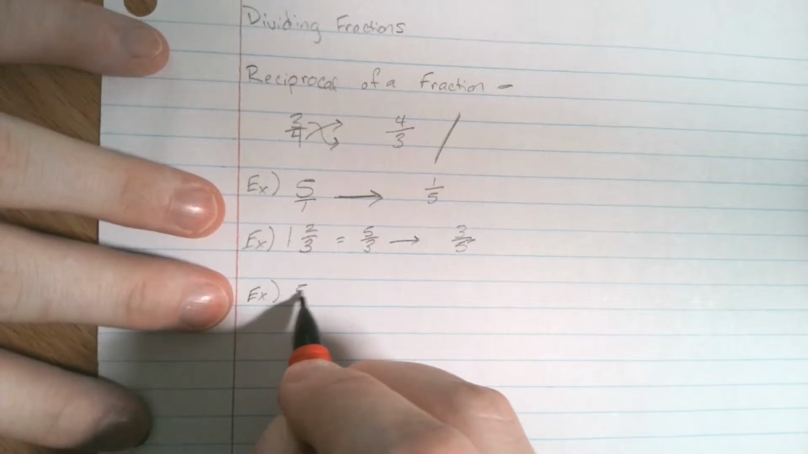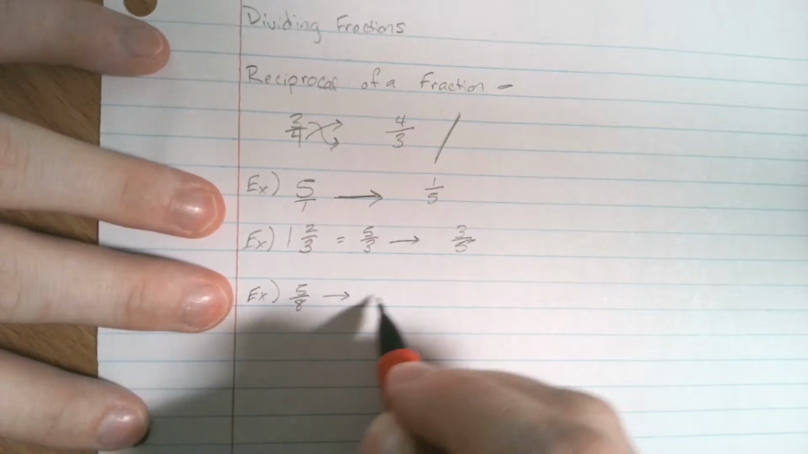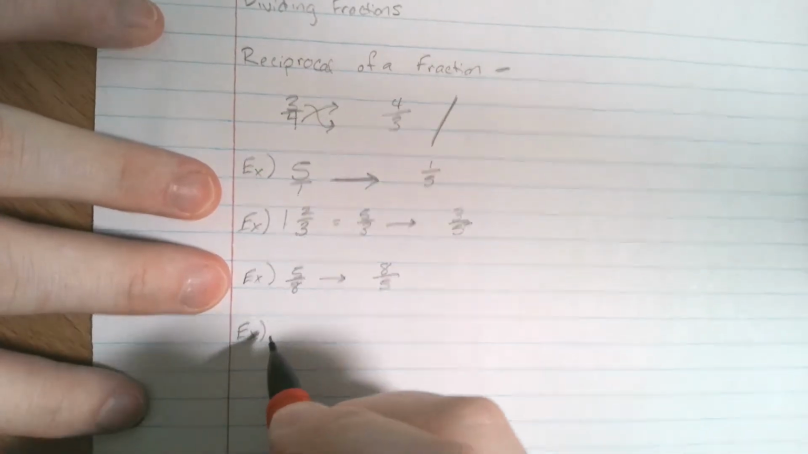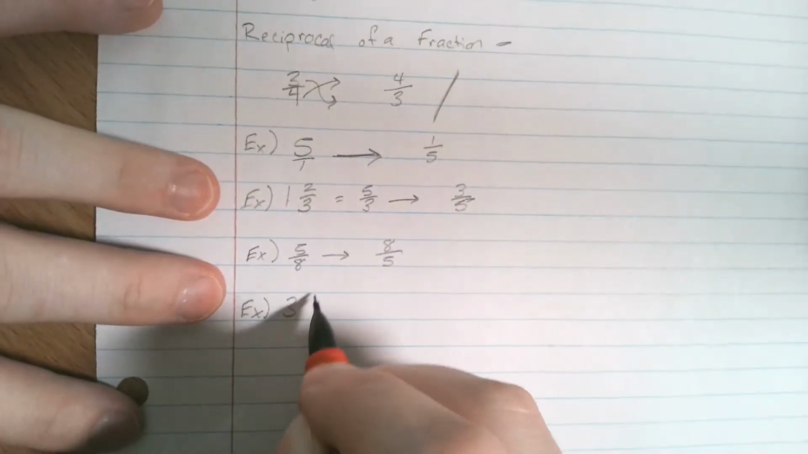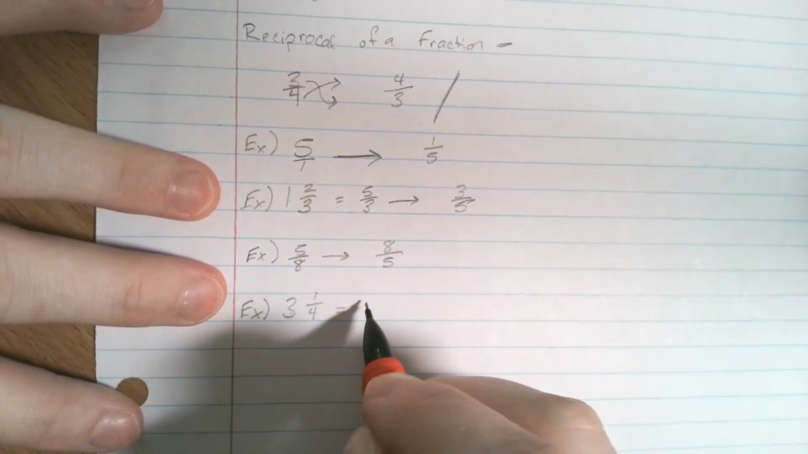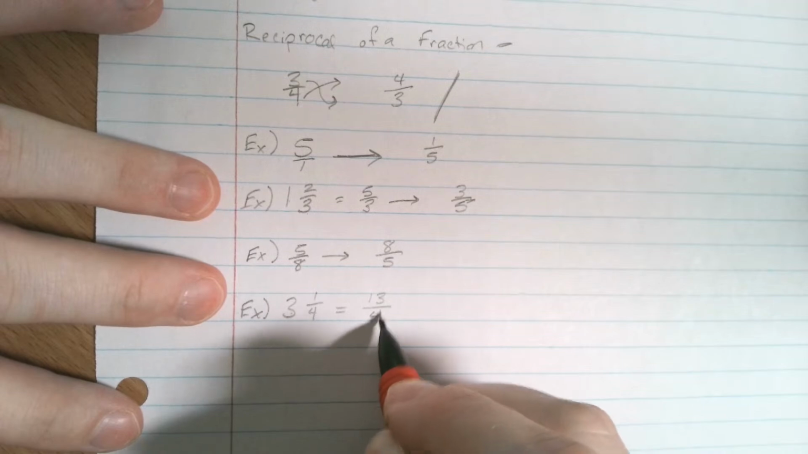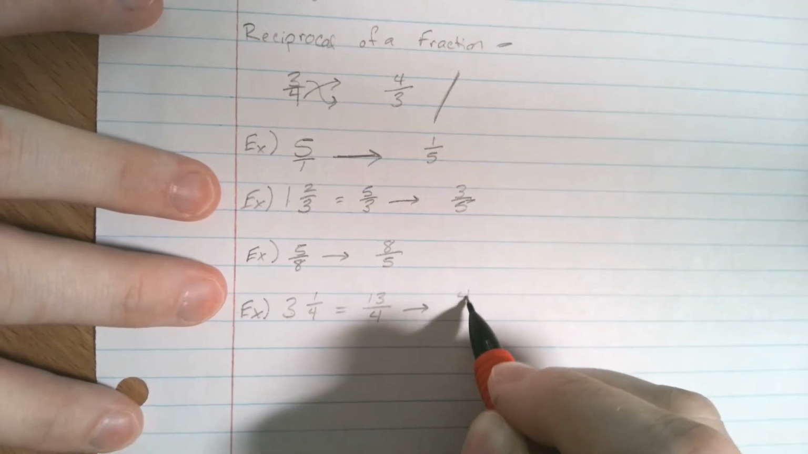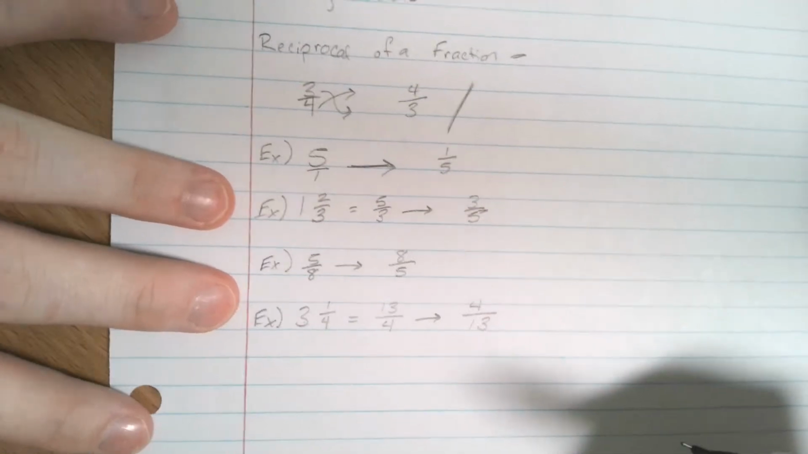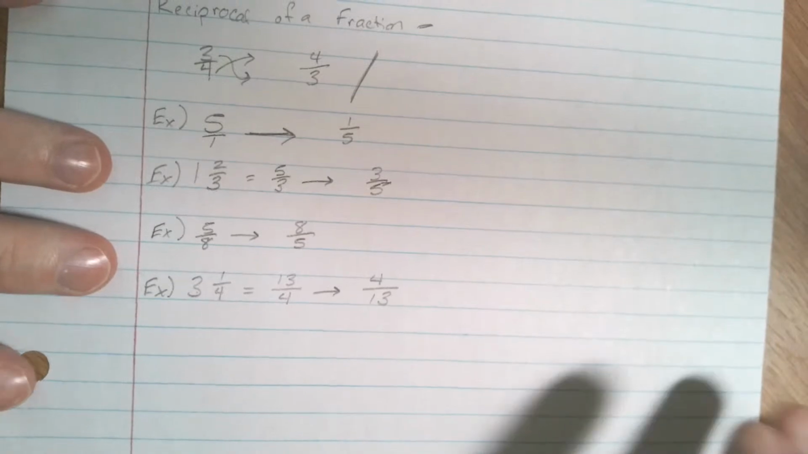Another example, we have 5/8. The reciprocal is 8/5. Then 3 1/4. First 3 times 4 is 12, plus 1 is 13 fourths. The reciprocal is 4/13. Very straightforward approach, very easy kind of math to do.